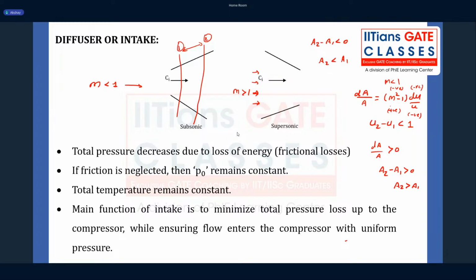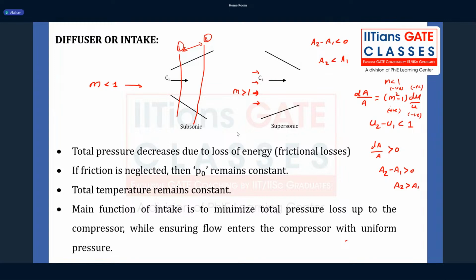Okay, so the next formal analysis for a diffuser is that we have to quantify certain things. What do we quantify? That is the efficiency of the diffuser. So how efficient is my intake, or the diffuser? That's what we are going to analyze.